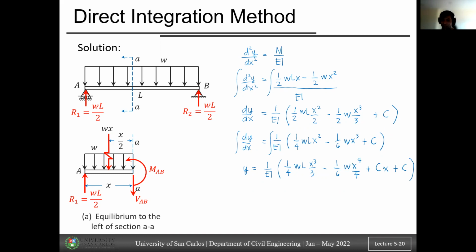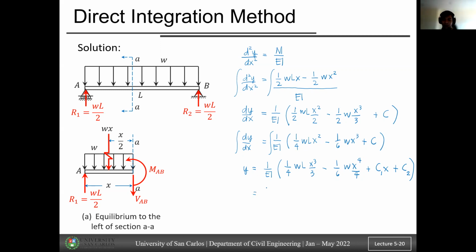So that you won't get confused, just put C1X here, then the other constant would be C2. Okay, the two constants cannot be combined because one of them now has a variable X together with it. So we first labeled it as C1X, then the other one is C2.